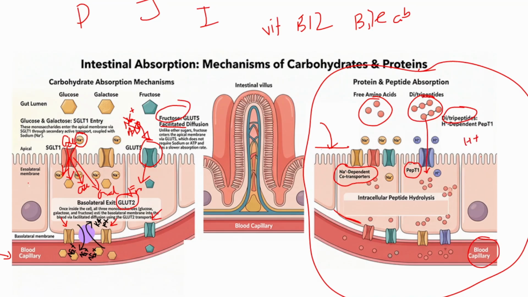Once inside the enterocyte, the small peptides must be broken down into individual building blocks before entering the blood, initiating a process of intracellular peptide hydrolysis. We add cytoplasmic peptidases within the interior of the cell, which rapidly cleave the absorbed di and tripeptides into free amino acids rather than leaving them to be digested in the lumen, ensuring only monomers enter the blood capillary.